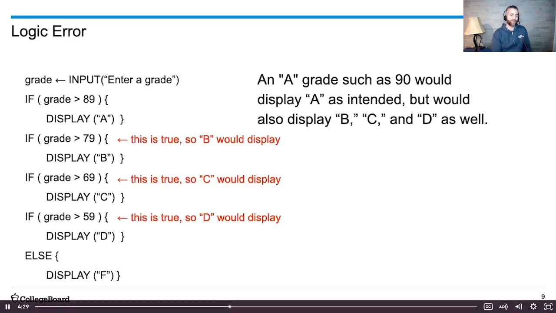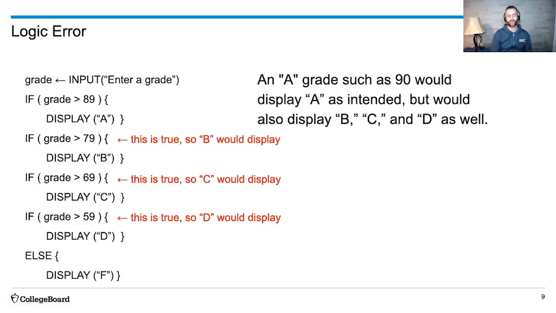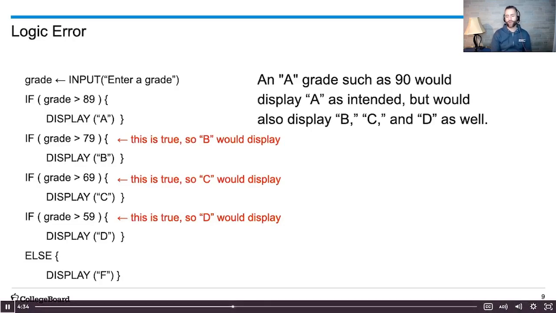Why? Because this does not do what it was intended to do. Now, what if I plugged in 60? This would look as though it worked exactly as it should. What if I displayed 52? This would display F exactly as it was intended to do. So that's a logic error.